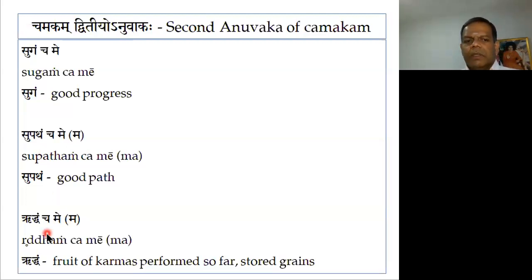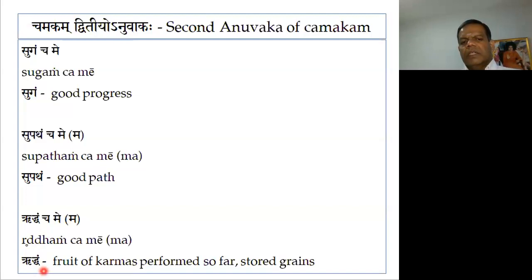Okay, we'll look at the next mantra. Riddham chame. Here also I put ma within brackets because while chanting it is Riddham Chama, the way it's pronounced. So the me actually becomes ma because of sandhi. Riddham is similar to Vriddham. What you need to pay attention to is that dha is aspirated, the second letter in that compound consonant. So just pay attention to them. Riddham.